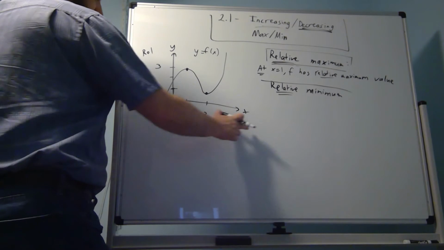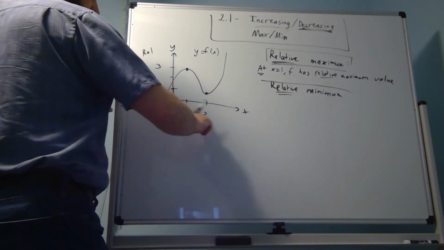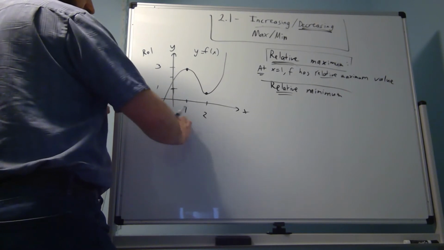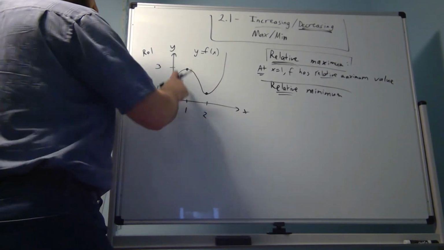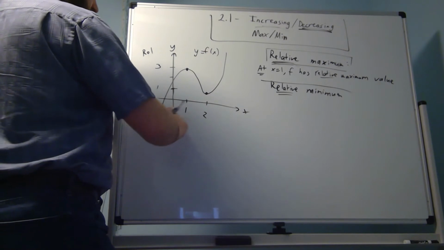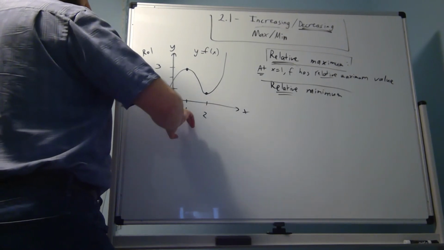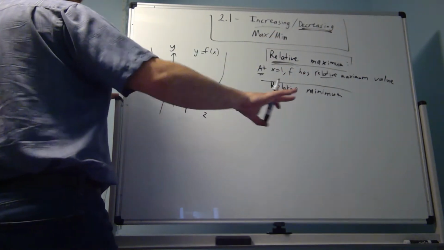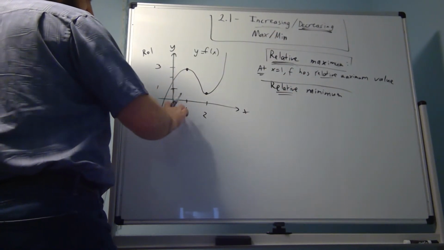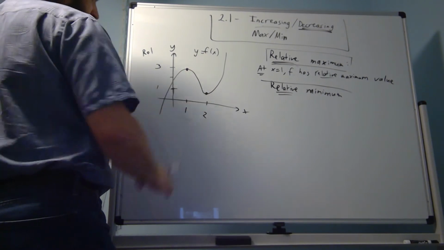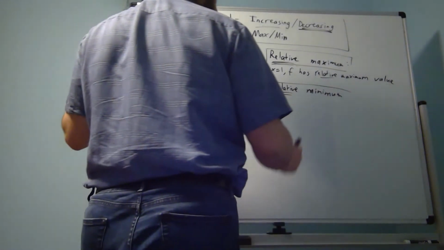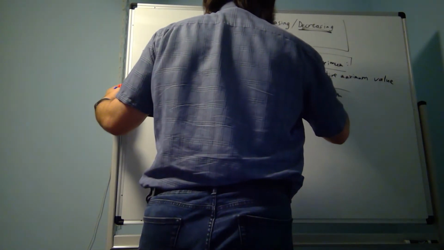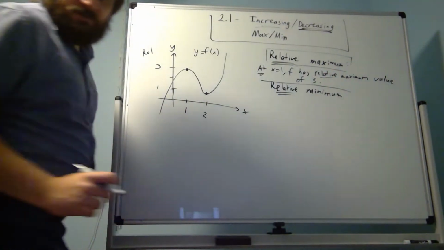At, or if this is like time, if time is the input, it's like a when. But if it's like a location, like what's the altitude at this point, 1 mile away from the origin. So go 1 mile to the right, what's the altitude? It's 3. So that has a relative maximum value of 3.